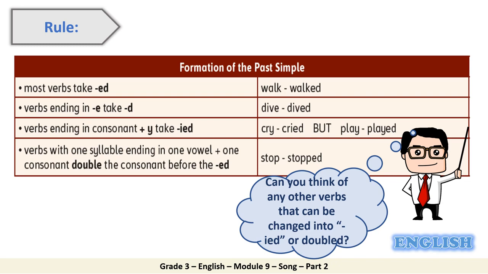Great job, my dears. In the case of verbs that can be changed into ied, we have the verb try that changes into tried. We also have the verb fry that changes into fried. However, in the case of verbs that can be doubled, we have the verb hop that changes into hopped. And we also have the verb clap that changes into clapped. Wonderful job, my dears!